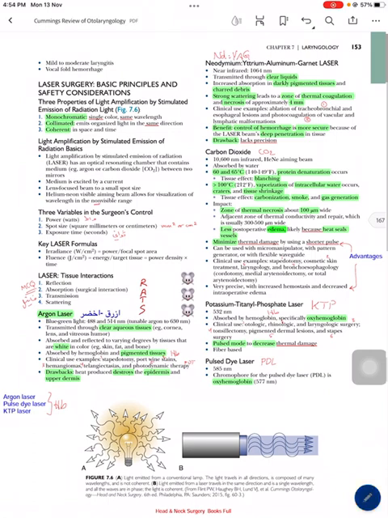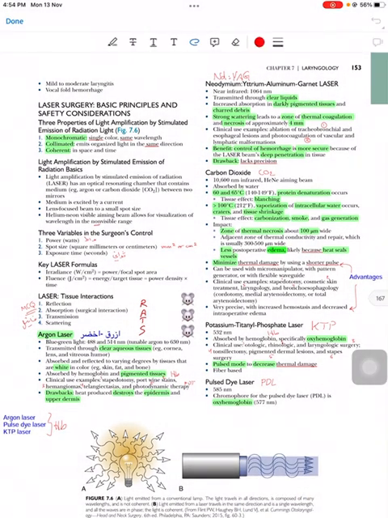You can see at the bottom of the page figure 7.6 b, the three important properties of laser. They are the same, and the waves are the same. The waves are in the same direction and parallel to each other, and they are systematically organized.